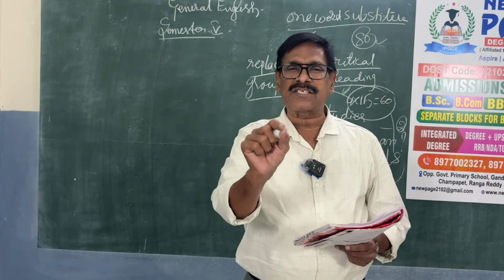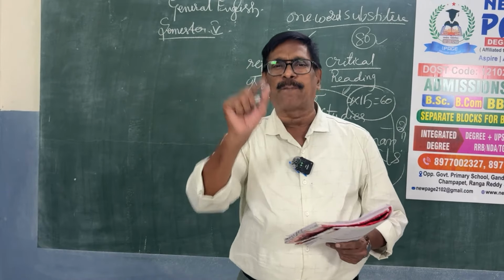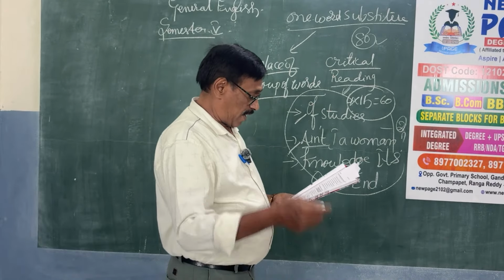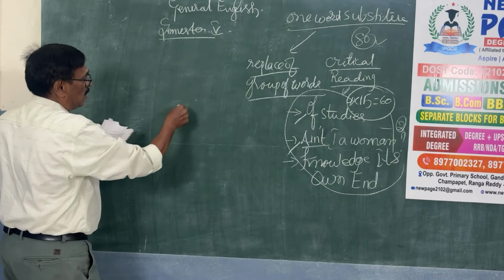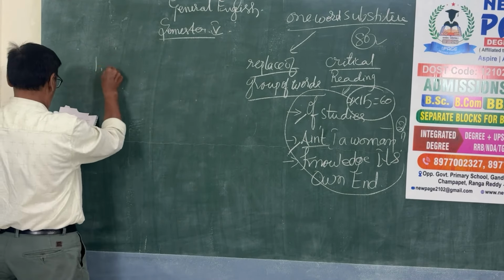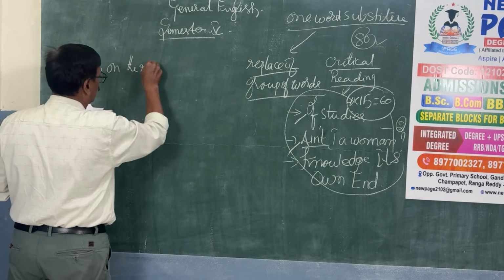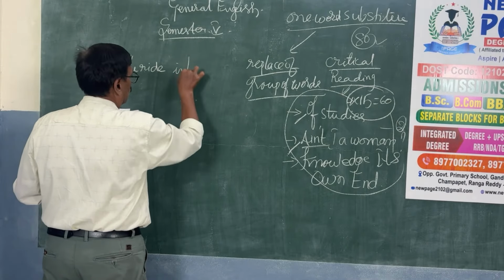Now, in the examination pattern, they give fill in the blanks. They give 10 words and they give the meanings. For example, I will write one on the right into the ocean.